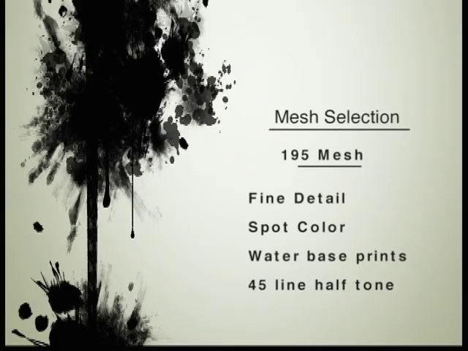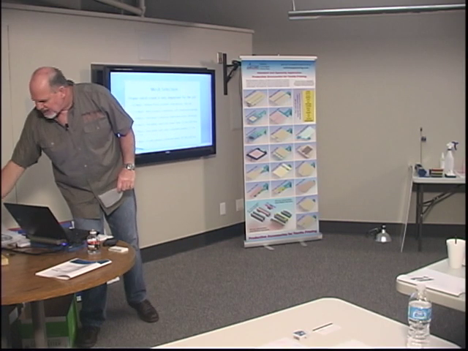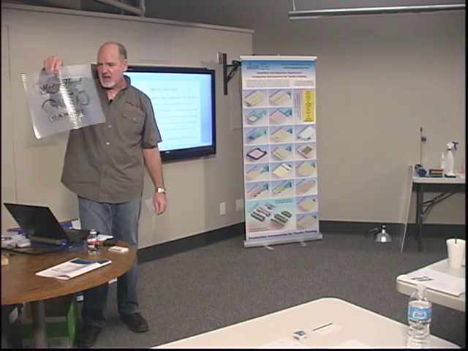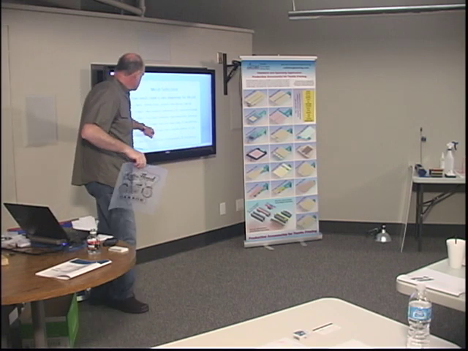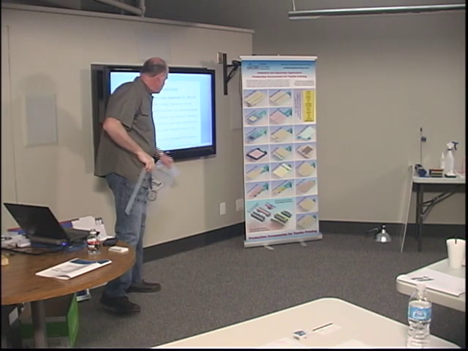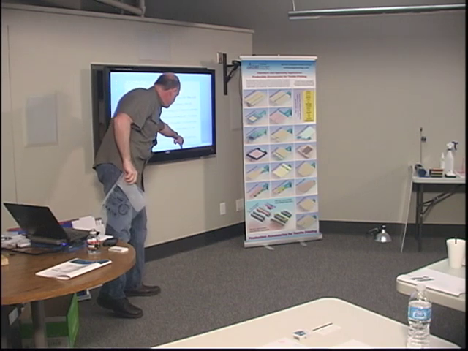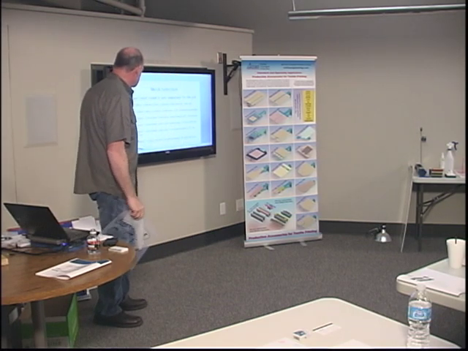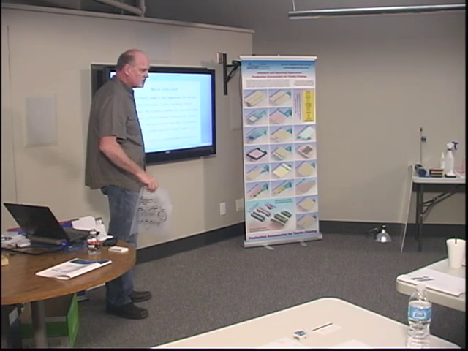Next, we move to 195 mesh. Again, fine detail, spot colors, water base. Now we're getting into something new, 45 line halftone. A lot of us are going to be getting into halftones at some point in time, and we found that certain meshes don't work well with certain halftones. You get down here into 305, well, we're into 65 mesh halftones. You don't want to put a 65 mesh halftone on a 195 mesh. It's not going to work.